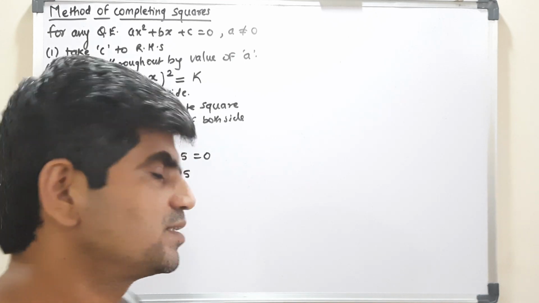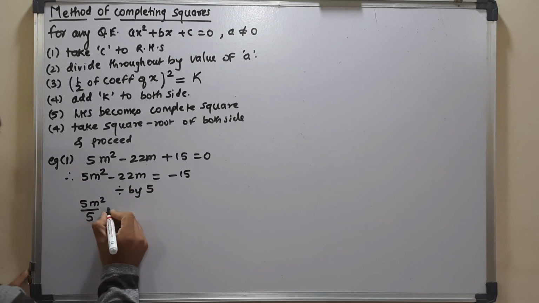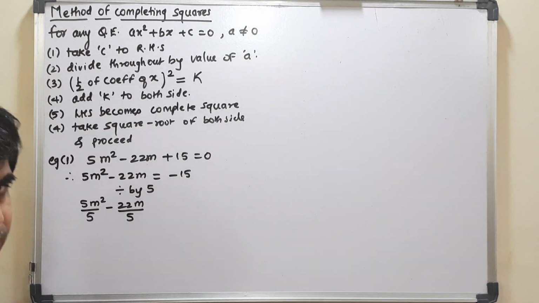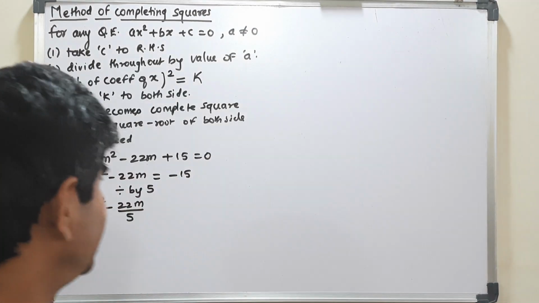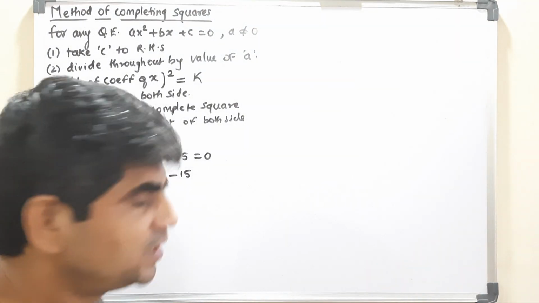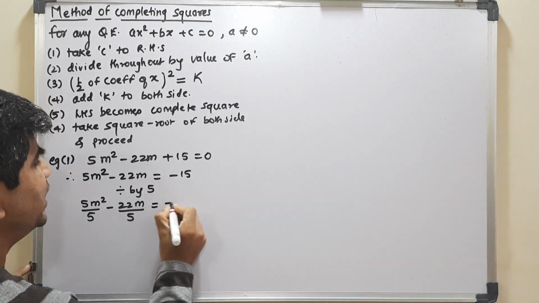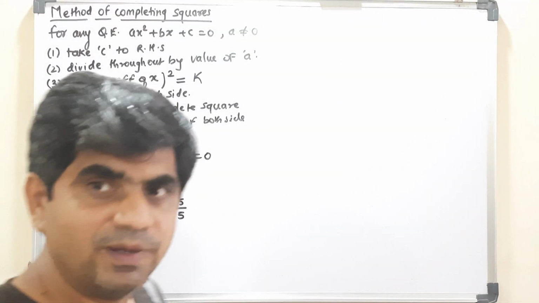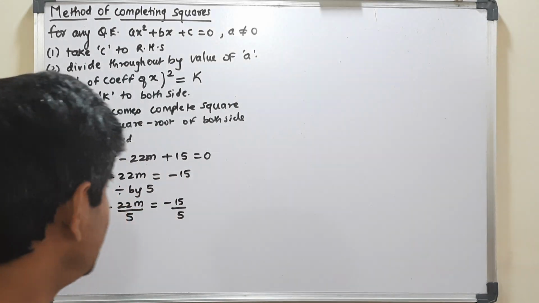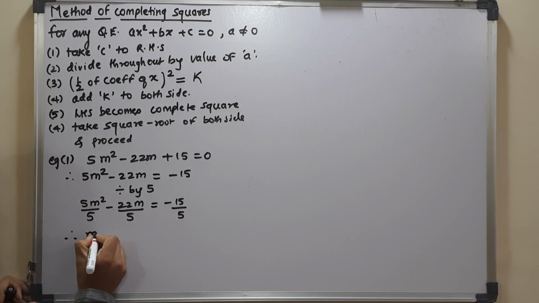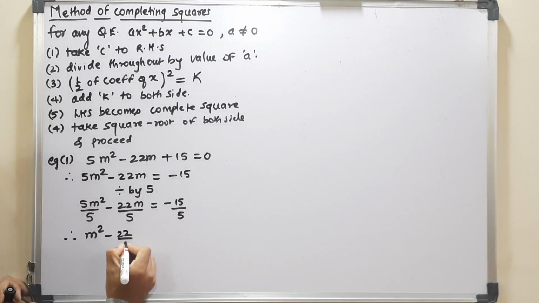Now after minus, that is minus 22m by 5. Then before equal to, which I already divided. Now after equal to, that is minus 15 by 5. Write the answers of them if it is possible. If not, then keep it as it is. But this term is going to become 1. So that is very important for us. This will become m square minus 22 by 5 m.